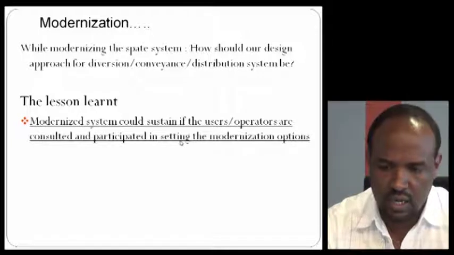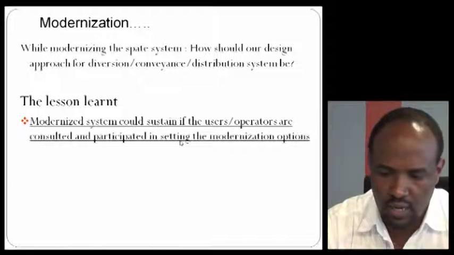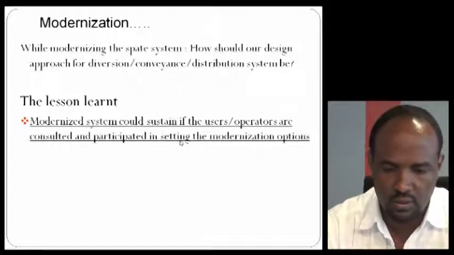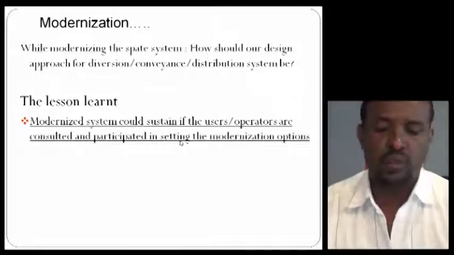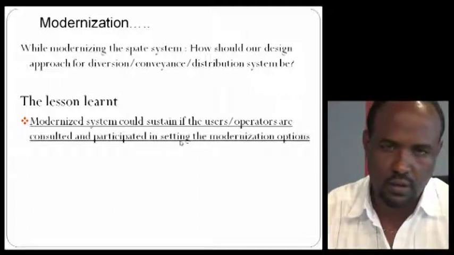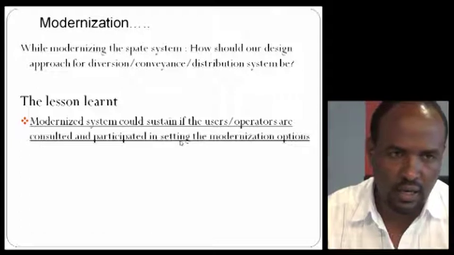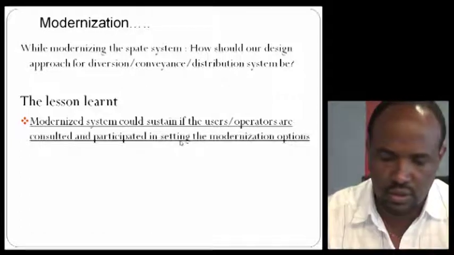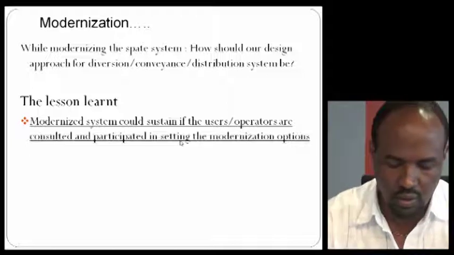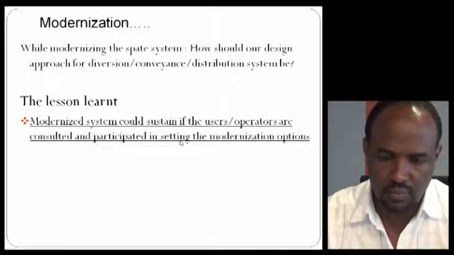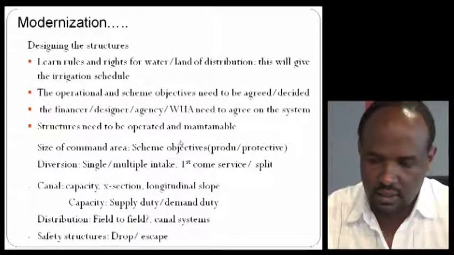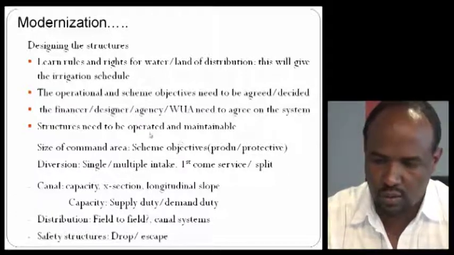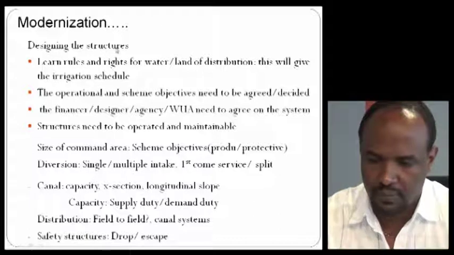And then, on modernization, the lesson learned was that a modernized system could be sustained if the users or operators are consulted and participate in setting all the modernization options, from all the technical, management and operation aspects. If all those things are discussed with the end user stakeholders, then their sustainability will be improved. These points could be the way forward for modernization.